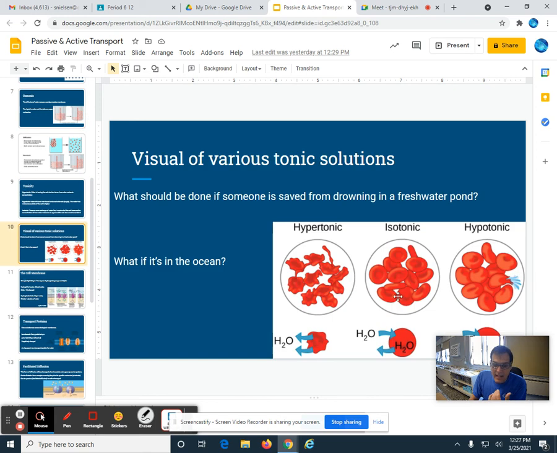In an isotonic solution, you have equal amounts of solute on both sides of the cell, and this is the state that cells like to live in, because the amount of water going in equals the amount of water out. Isotonic, we're in equilibrium. The other way is that if you have a hypotonic solution, that means you have very little solute outside the cell.